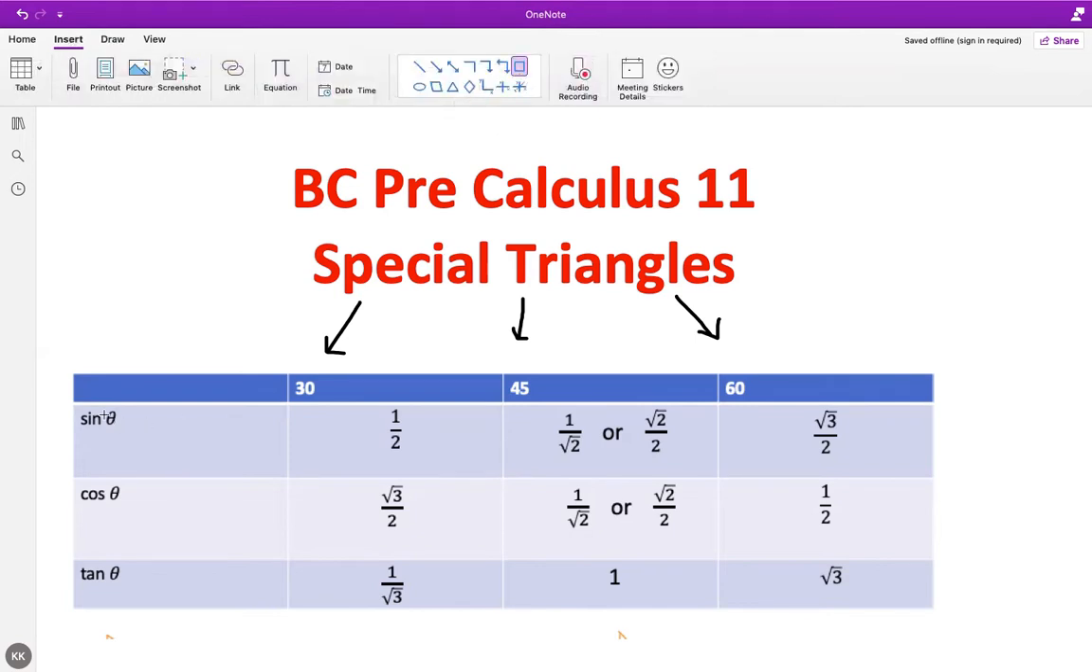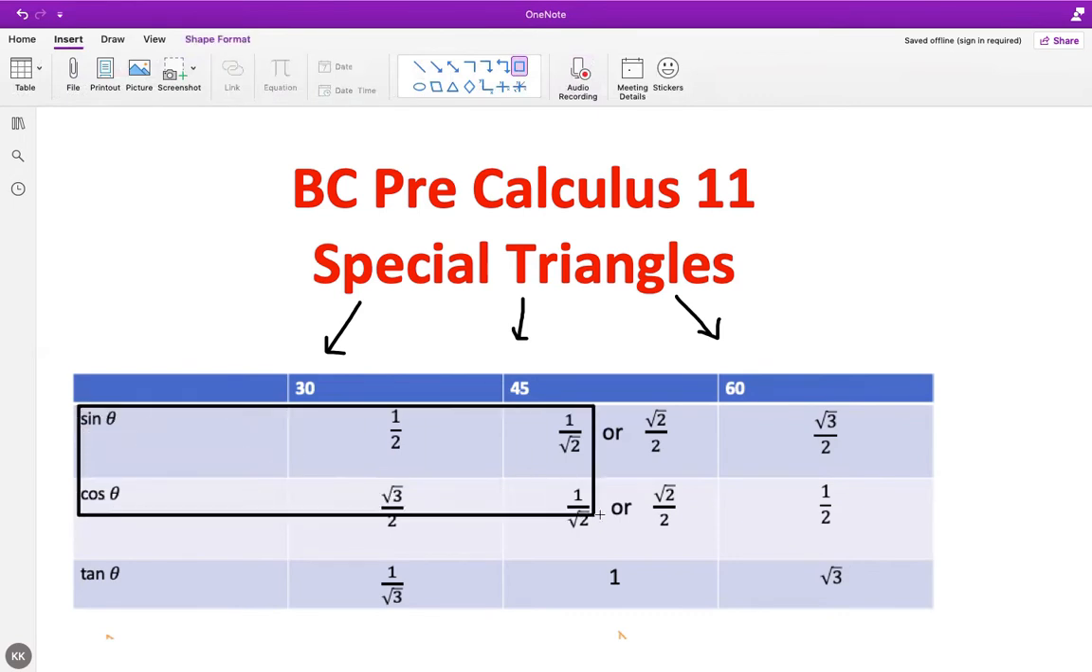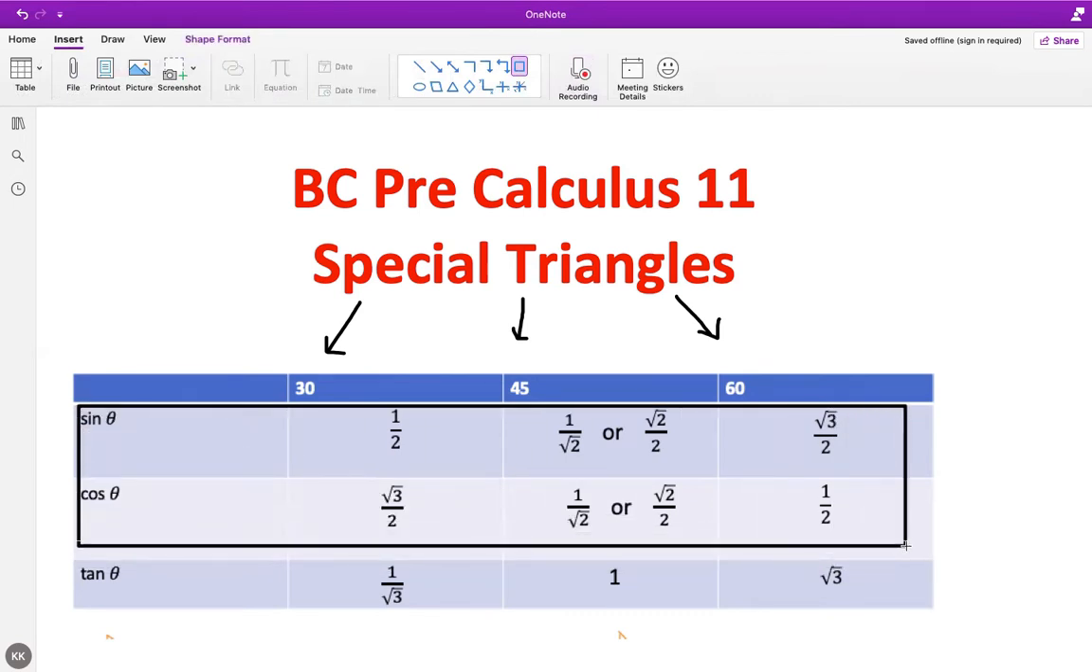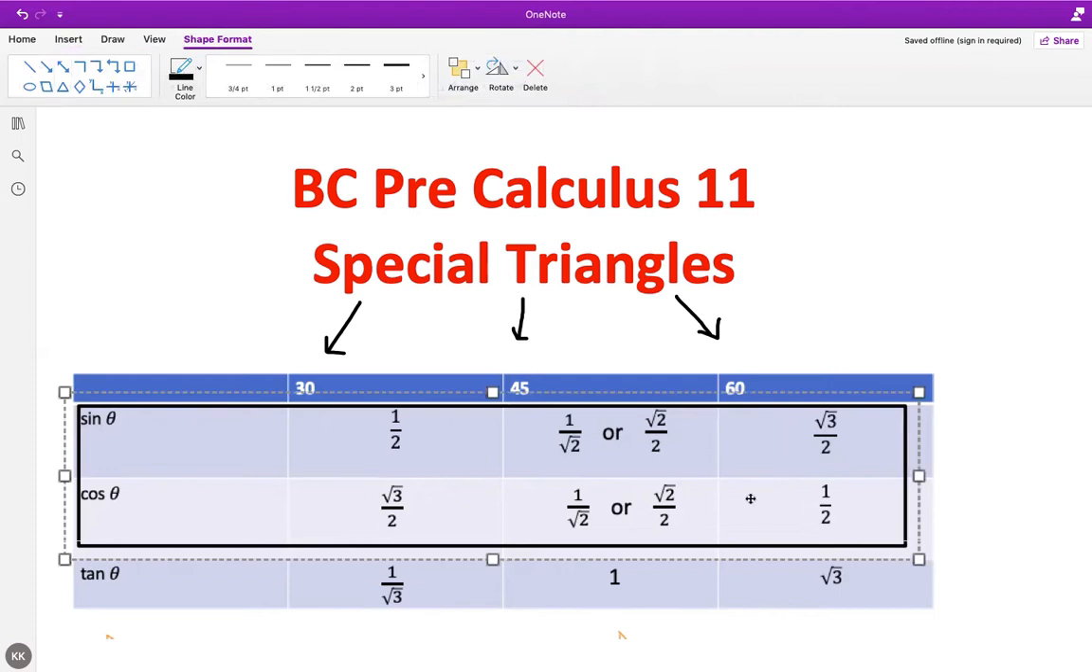So first thing I want you guys to focus on the first two rows. These two rows, I want you guys to focus on the patterns here. So I want you guys to pause the video and let me know if you could see the patterns in these trig ratios. So please pause the video and see the patterns.